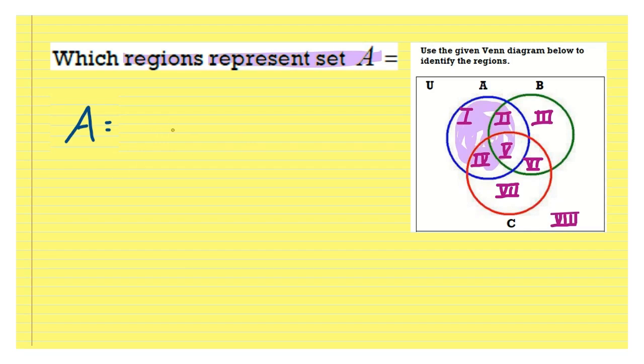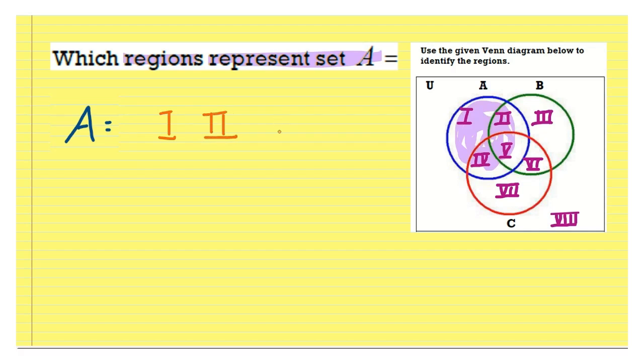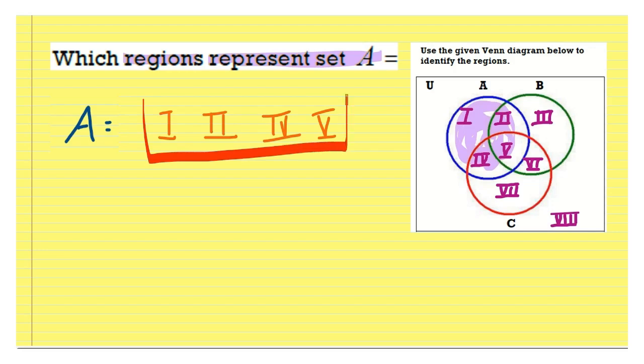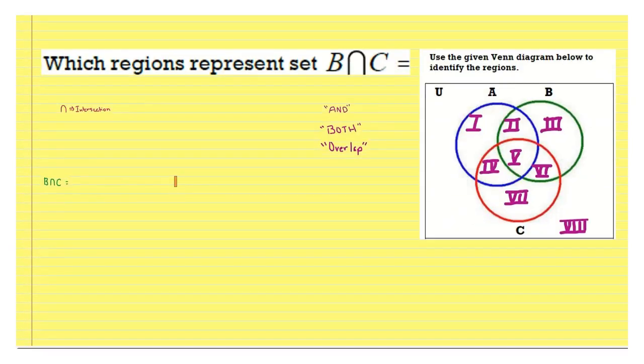So it would be region 1, region 2, the region 4, and the region 5. So I would have 4 regions that would be the answer to the regions representing set A. And let's see here, one more.